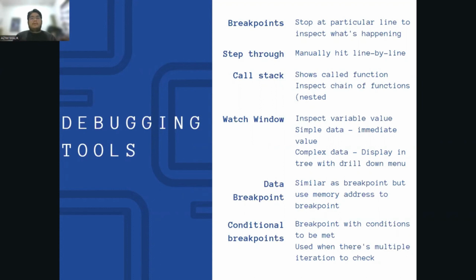We have step through, where we manually hit line by line after a breakpoint is executed. We have call stack to show the functions that are being called. We have watch window, where we inspect variable values. They have two types, simple data and complex data. And then we have data breakpoints, similar to breakpoints, but we use a memory address to hit the breakpoint instead.